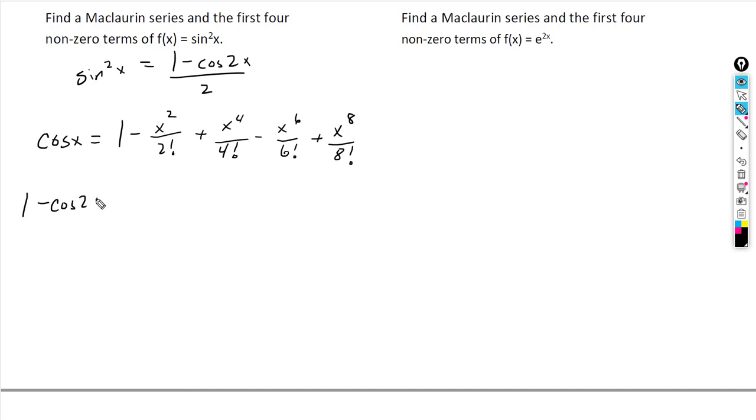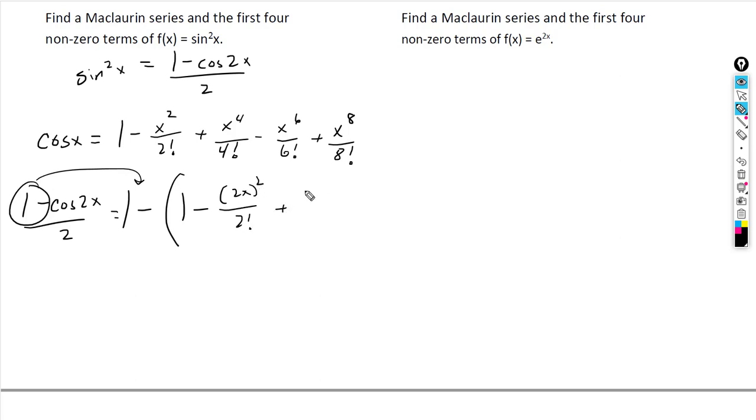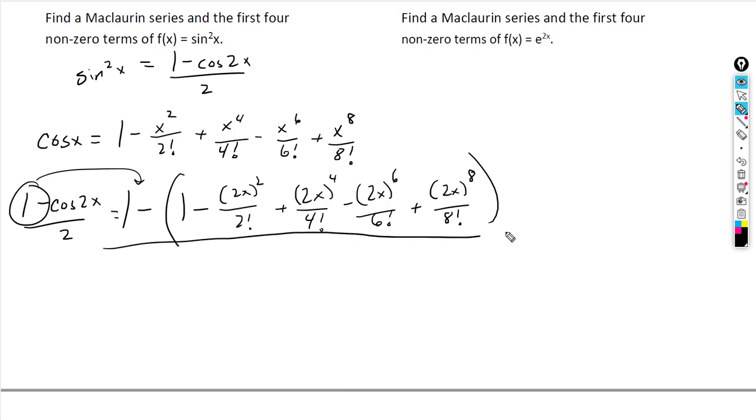So it's 1 minus cosine of 2x over 2. Well, what does this actually mean? Cosine of 2x, that just means that wherever the x is, I just put a 2x. So this is 1 minus, parentheses, and now I'm going to add the rest of this down here. Okay? So I get 1 minus, and now it's 2x squared over 2 factorial, plus 2x to the 4 over 4 factorial, minus 2x to the 6 over 6 factorial, plus 2x to the 8 over 8 factorial. And all of that is over 2, because I'm dividing by 2.